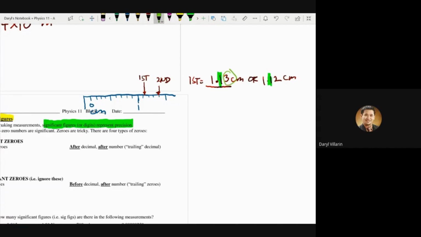For any measurement, you can actually approximate the last digit. And this is what we call the doubtful figure, or the doubtful digit. And with that, that's the first reading, right?